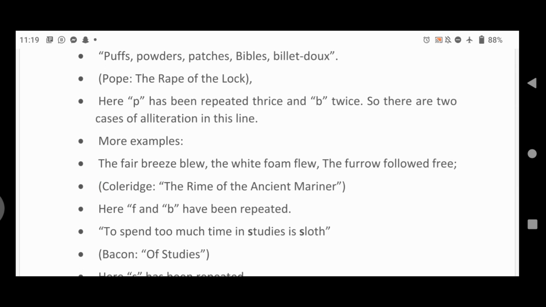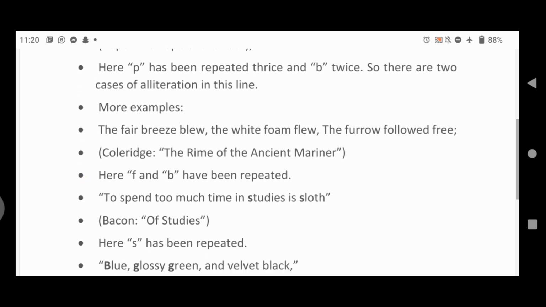Now, we will just see more examples about this. The fair breeze blew, the white foam flew, the furrow followed free. Now, this particular example has been taken from The Rime of the Ancient Mariner, which was written by Samuel Taylor Coleridge. Here, the sound of F and B have been repeated. As you see, the fair breeze blew, the white foam flew, the furrow followed free.